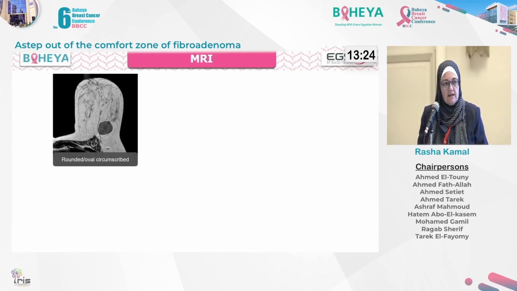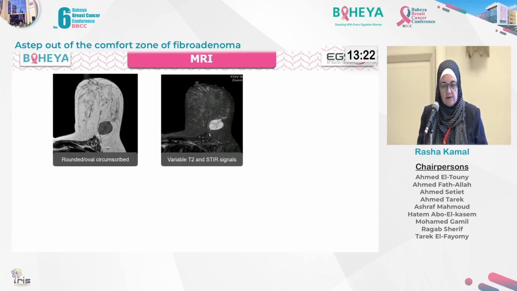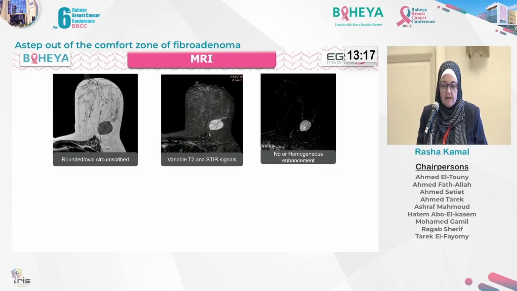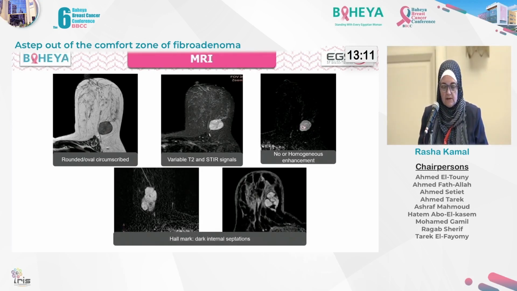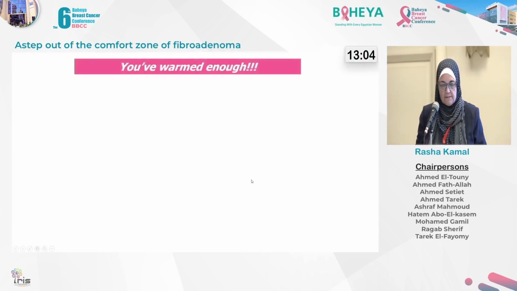On MRI, they also appear as rounded or oval circumscribed masses with variable T2 and STIR signals. They might show no enhancement or homogeneous enhancement, and the hallmark in diagnosing fibroadenomas on MRI is when we see dark septations within an enhancing mass lesion in the breast.